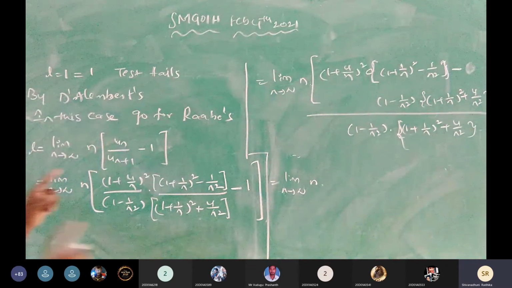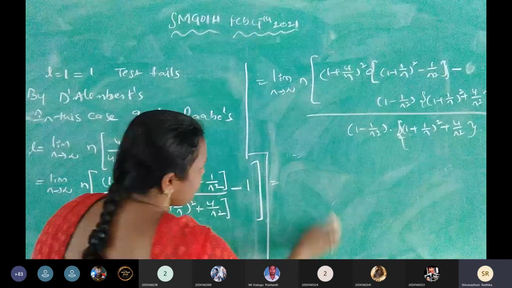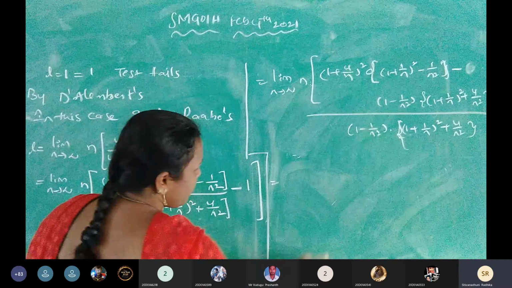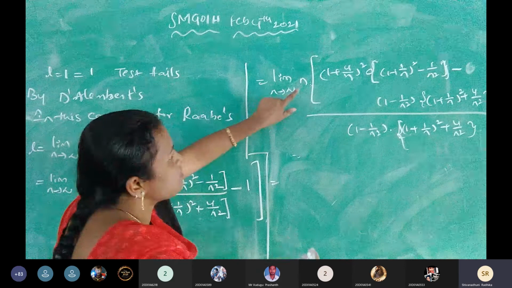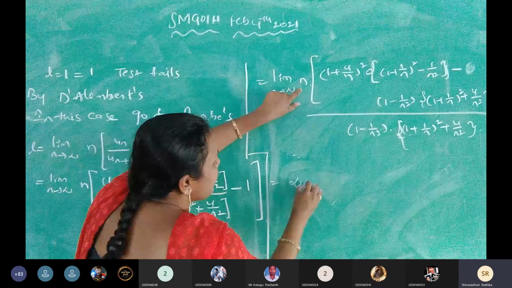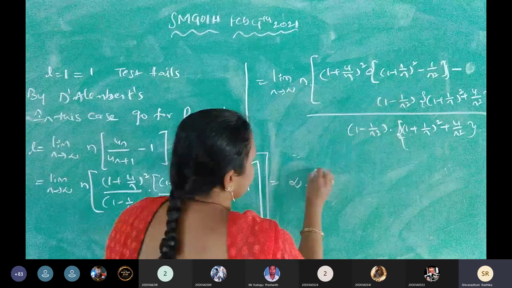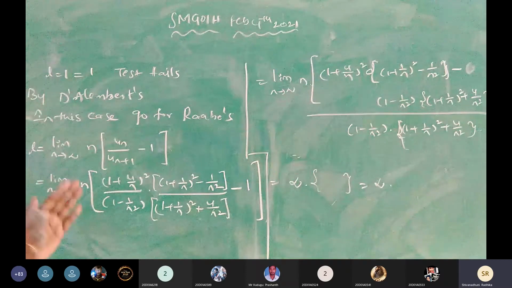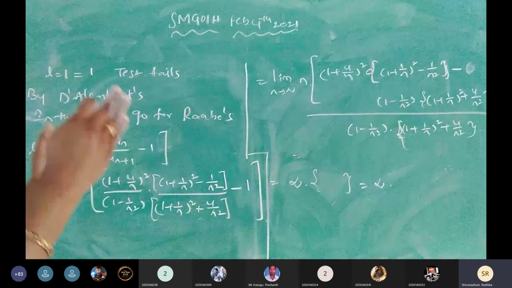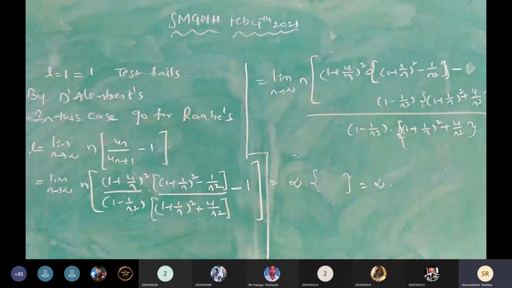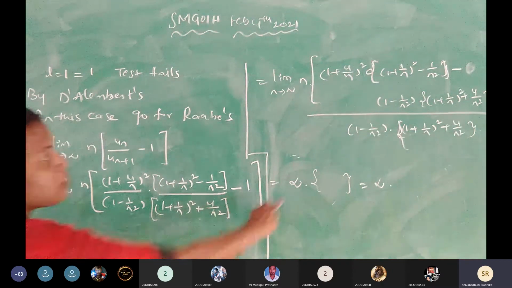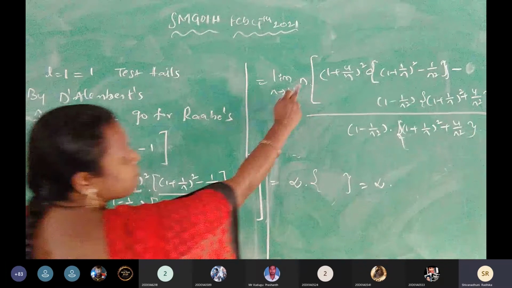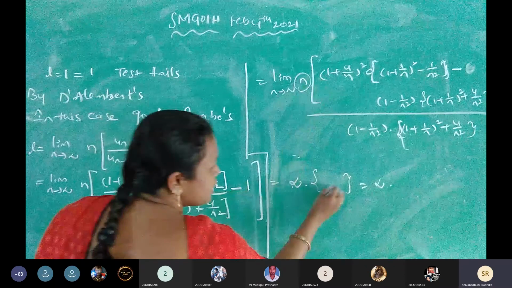But see here, limit n tends to infinity. We are going to substitute infinity into this total part. That equals infinity. It is clear? Infinity into the total bracket, we are getting what now? Either that is a 0 or a finite value or an infinite value. First of all we have the n here. Infinity into any value equals infinity.